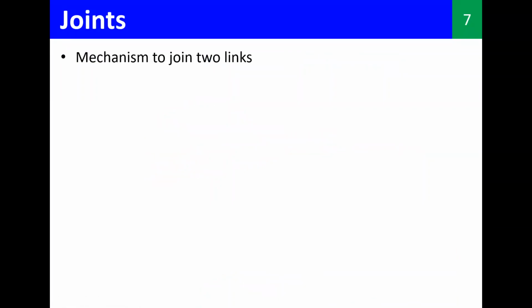Okay. So when it comes to joints, I told you the joint is the mechanism to connect two links, right? And there are two main types of joints. First, we have the revolute joint. Let's call it R for revolute. And then we have something called a prismatic joint that you actually saw in the previous slide also, right?